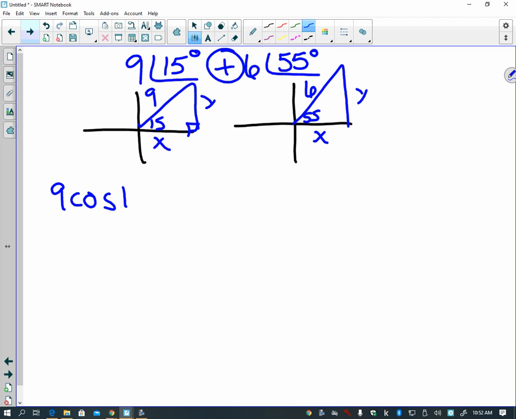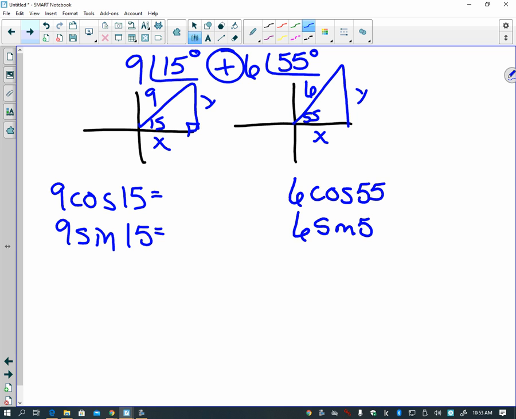9 cosine 15. How do I solve for y? 9 sine 15. Which I'm guessing you do tangent, right? It's not tan. Then we're going to come over here. We should get the same approximate thing. 6 cosine 55. 6 sine 55. We want to solve these to 4 decimal points, just because that's how they do it.